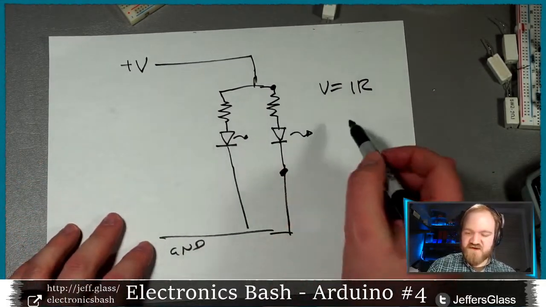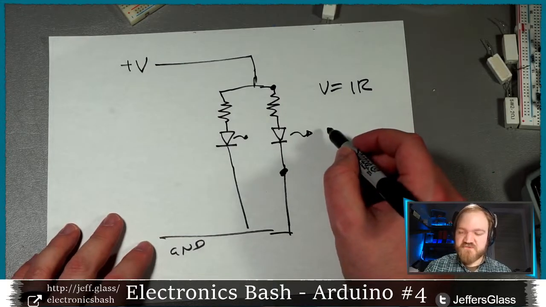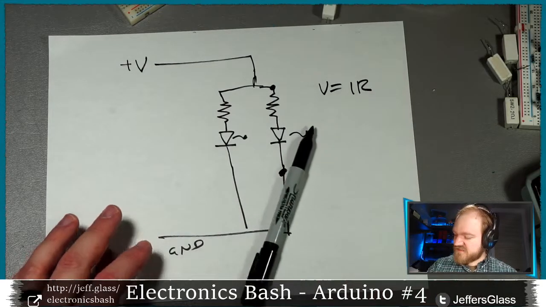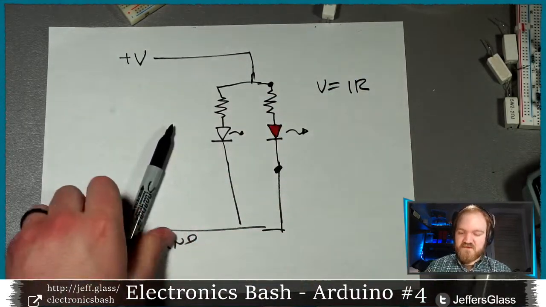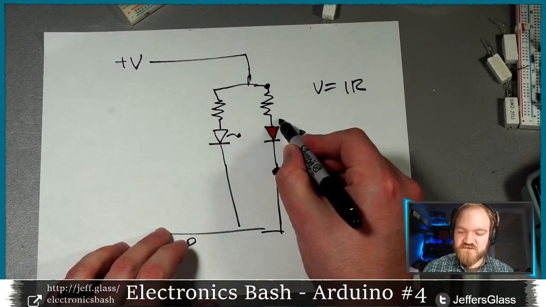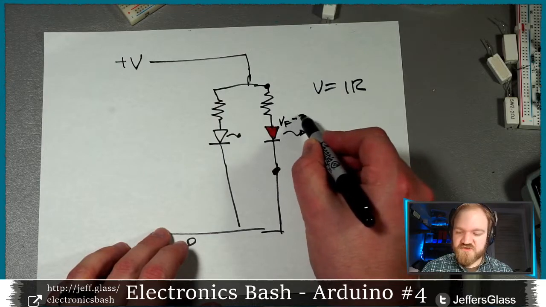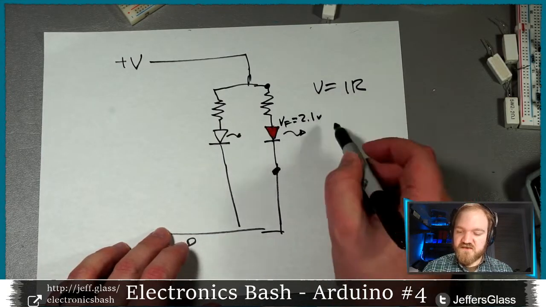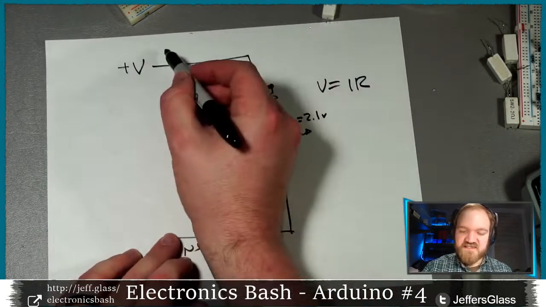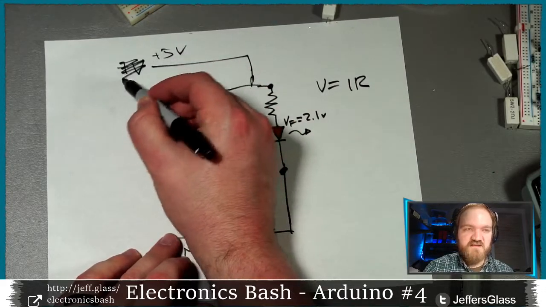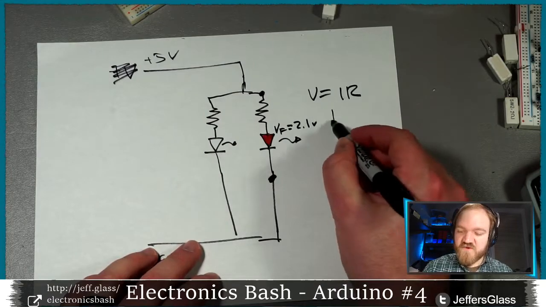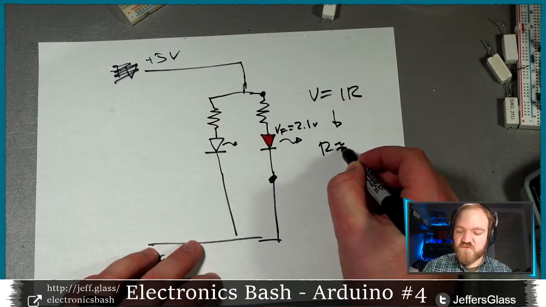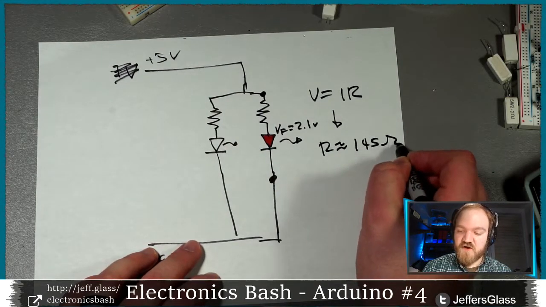Let's put this to numbers. I'm just going to reuse some numbers that we came up with earlier. Let's say this is a red LED, and it has a forward voltage of 2.1 volts. That led us to, let's say this is our 5-volt power supply, just to make up some numbers to give us something to work with. From V equals IR, we did this math already. We said that our resistance would want to be about 145 ohms.